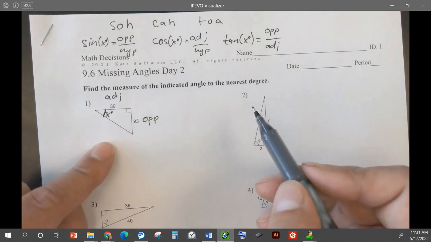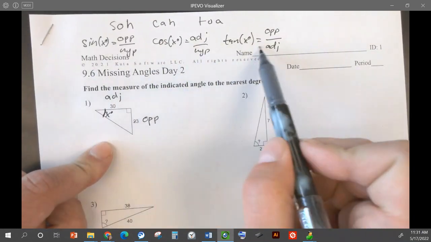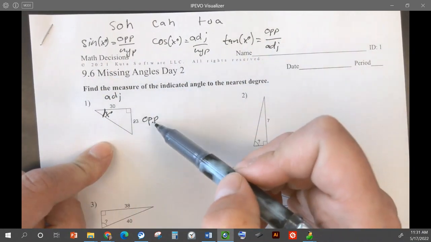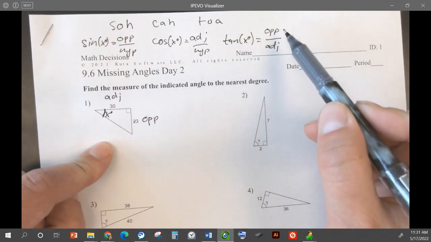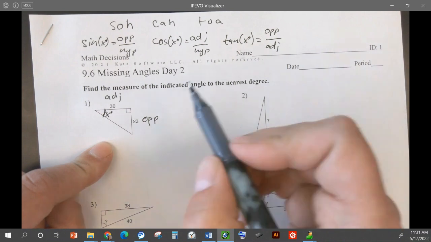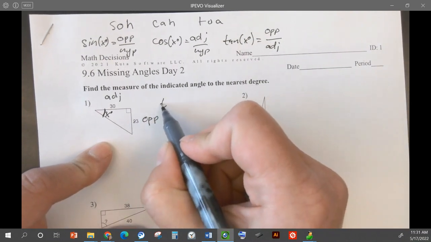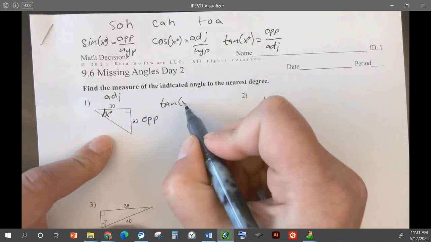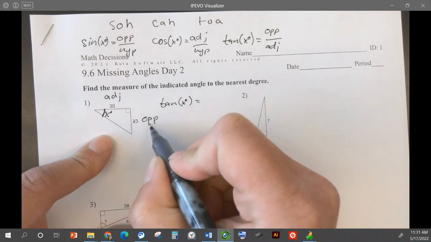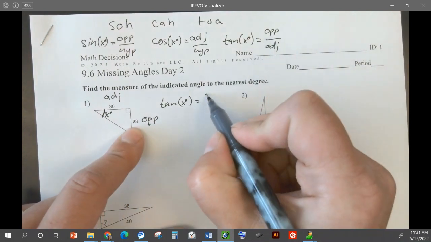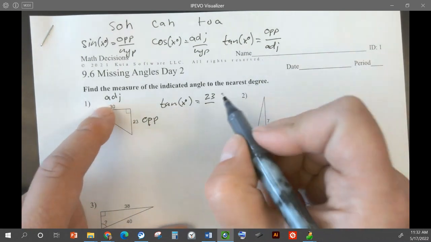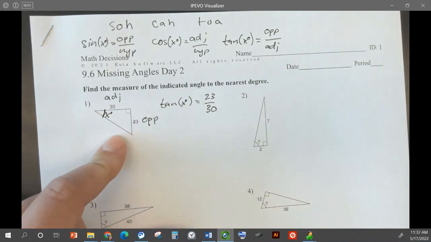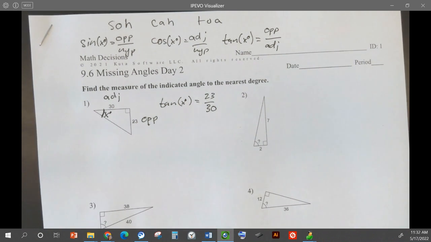So then I need to go up here and decide which trig function I need to use. I have opposite and adjacent, so I'm going to use tangent. I'm going to use the opposite over the adjacent. So I'm going to write that down. Tangent of this angle equals the opposite side, which is 23, over the adjacent side, which is 30. Then I need to solve for x.